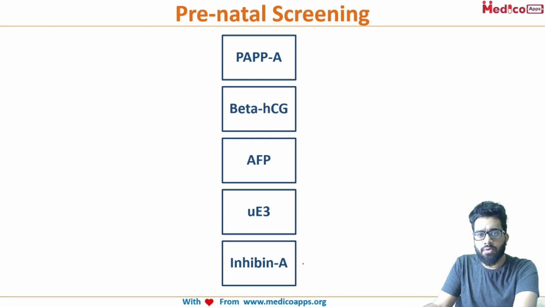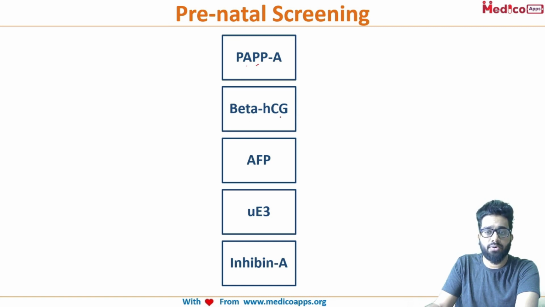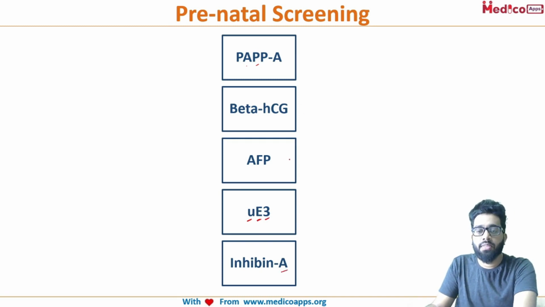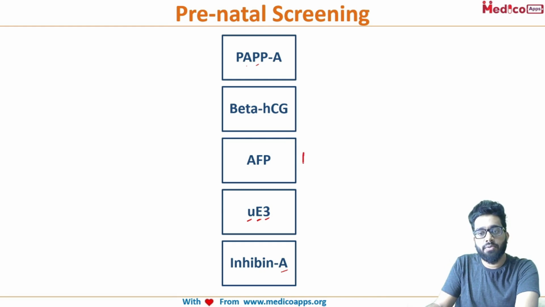You have to remember these 5 markers. A very high yield question for your exam. This is called pregnancy associated plasma protein A. This is beta HCG, human chorionic gonadotropin. This is alpha fetoprotein. This is unconjugated estriol, and this is inhibin A. So remember 2 things here. In Down syndrome, alpha fetoprotein is decreased, and unconjugated estriol is decreased. Everything else is increased. This is the first thing you have to remember.